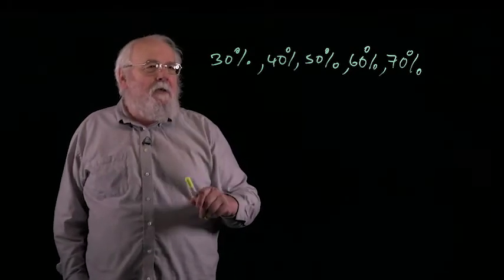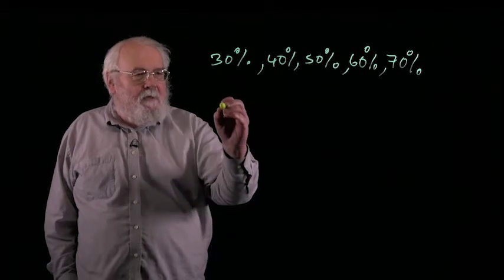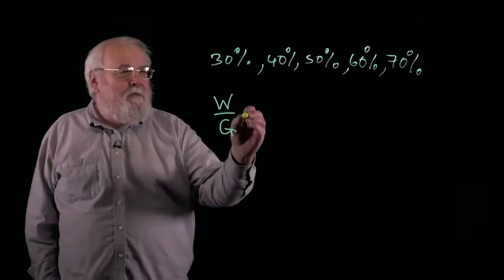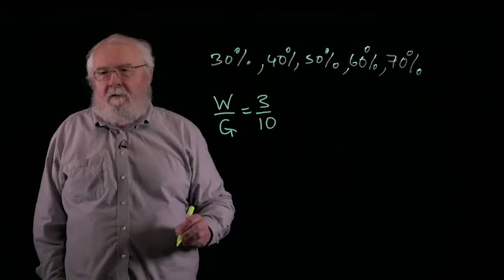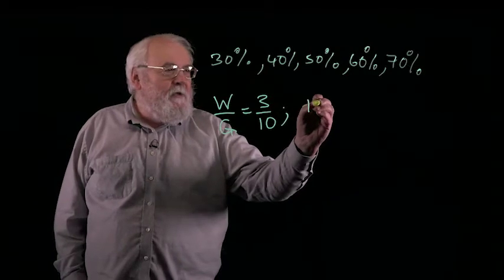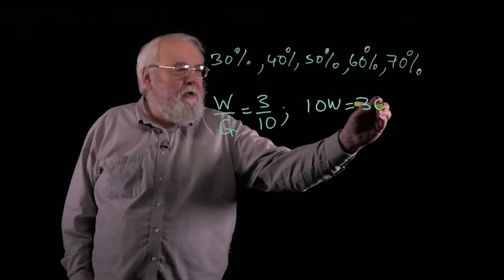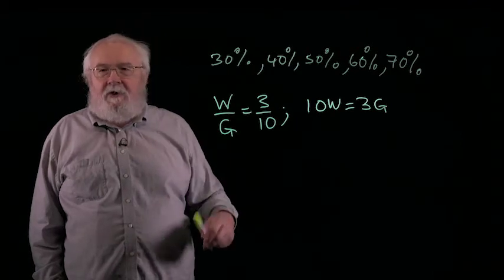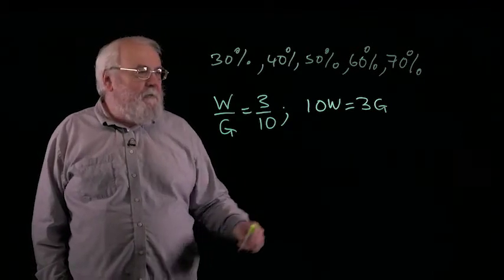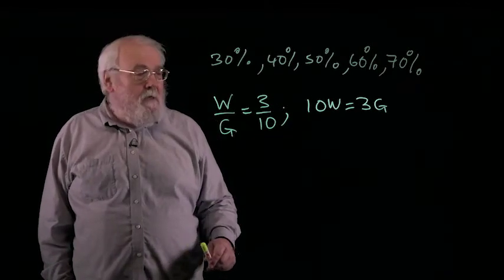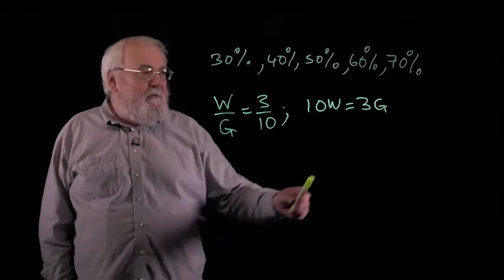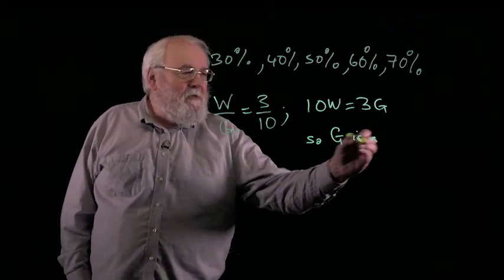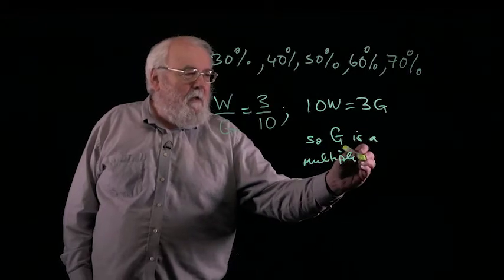To say that Aaron has won 30% of the games means that the number of games that he's won, W, divided by the number of games that he's played, G, is going to be 3/10. And you can rearrange that easily enough to 10W is 3G. Now remember, W and G are whole numbers, so 10W is going to be a positive integer that ends in a 0 when you write it in normal base 10 notation. So 3G is going to end in a 0. The only way 3 times a number can end in a 0 is if the number itself ends in a 0. So G is a multiple of 10.